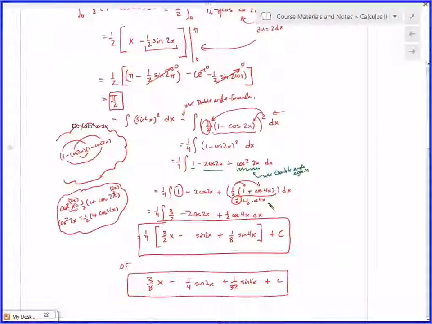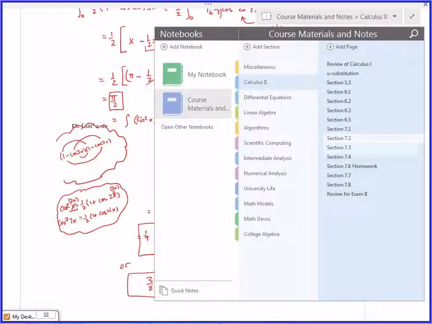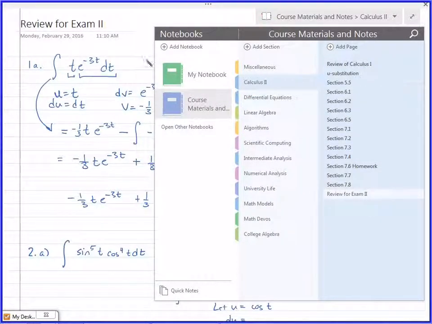Right here, the sine to the fourth was an example like that, where we had a sine squared, we replaced it with that formula, and then when we squared everything, we got a cosine squared, so we had to replace it with that formula again. So if you go back and look at the notes on that 7.2, that's exactly what we were doing. All right, so back to here.